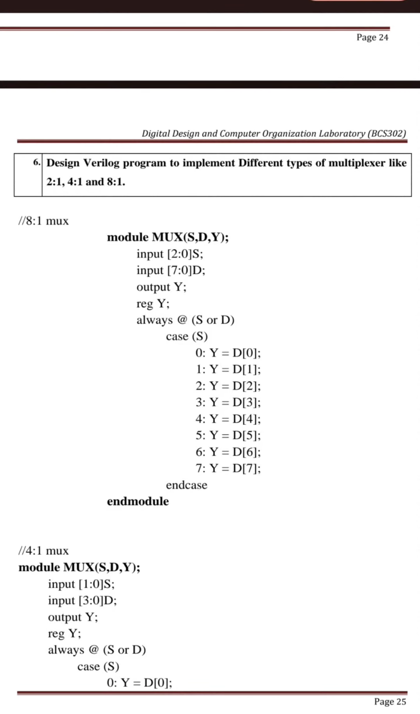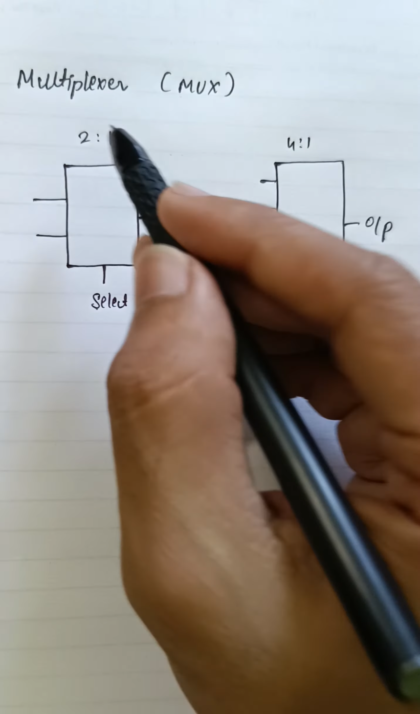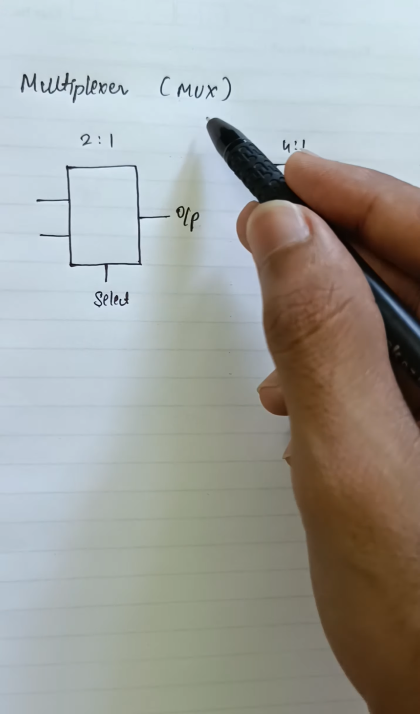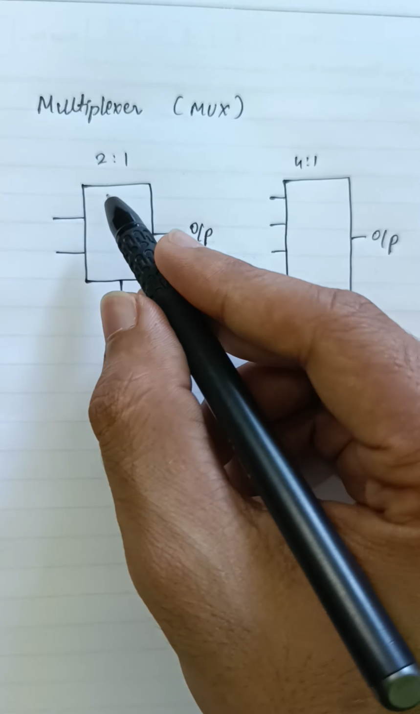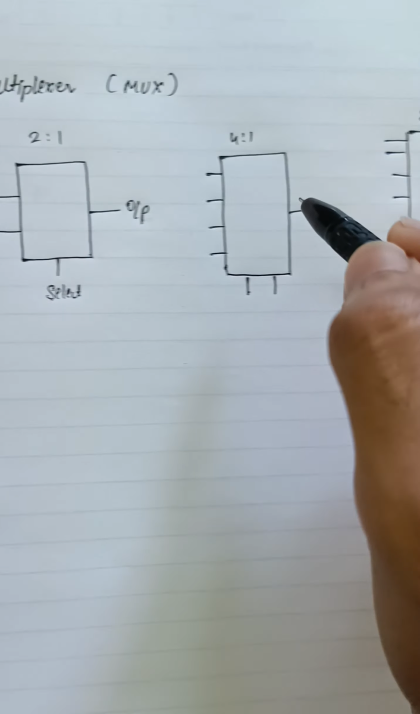In this video, we are going to learn about the sixth lab assignment of the subject DDCO. The task is to design a Verilog program to implement different types of multiplexers like 2:1, 4:1 and 8:1. Multiplexer is also known as mux. There are multiplexers like 2:1, 4:1, 8:1, 16:1, like that.